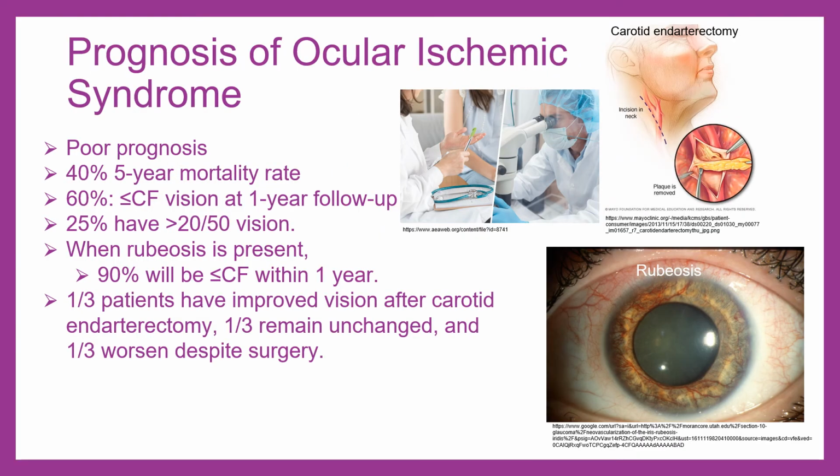The prognosis of ocular ischemic syndrome is poor. There's a 40% chance of 5-year mortality since diagnosis, and 60% that at 1-year follow-up, the patient would have vision that's worse than counting fingers level. 25% will have greater than 20/50 vision, however. And when rubeosis is present, 90% of the patients will have vision less than counting fingers within a year. And you can see the picture of the rubeosis on the bottom there. One third of the patients have increased vision after carotid endarterectomy, one third remain unchanged, and the last third may worsen despite the surgery.